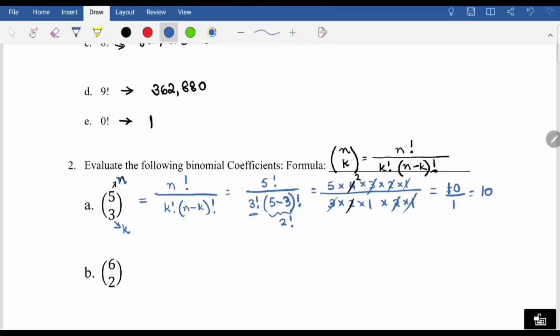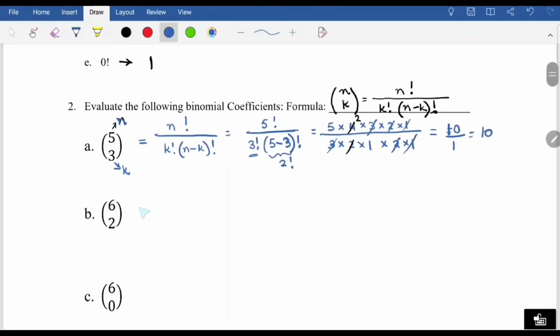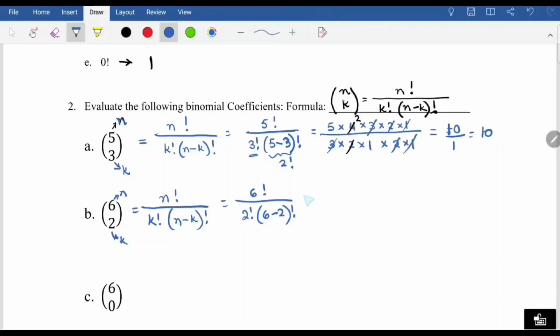All right. 6 combination 2. Again, always have the formula before you. It's so much easier to plug in without making mistakes. K factorial times n minus k factorial in the denominator. N is 6, so 6 factorial divided by k is 2, right? This is k, and the top one is n. So 2 factorial times 6 minus 2 factorial, which is 6 factorial divided by 2 factorial times 4 factorial, isn't it?